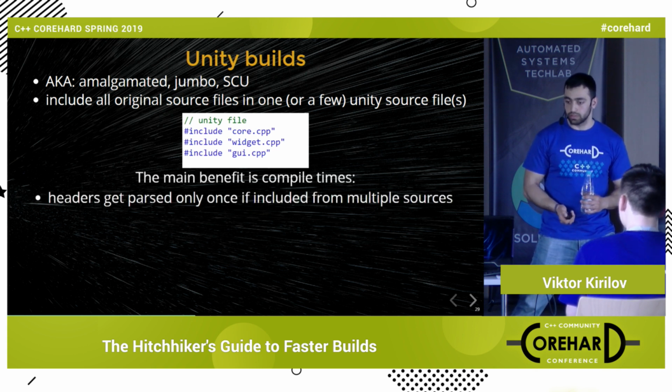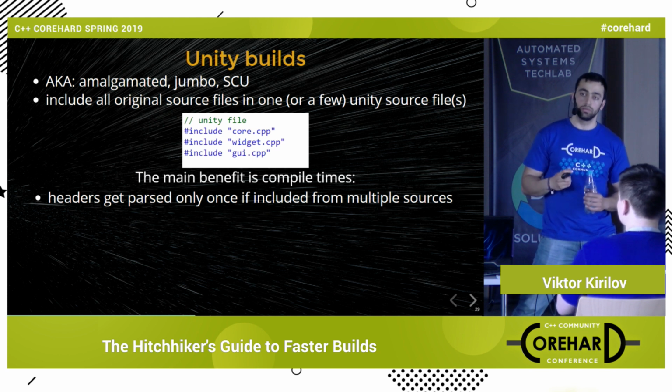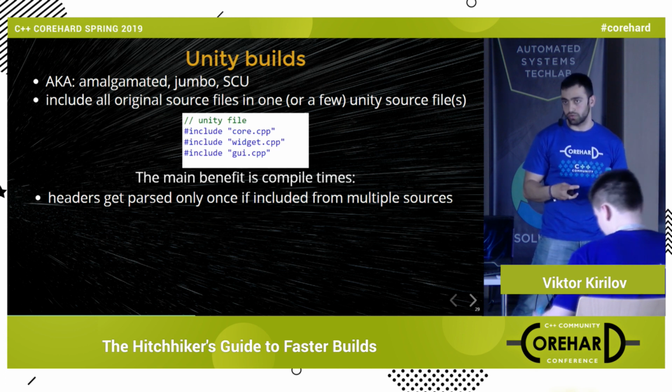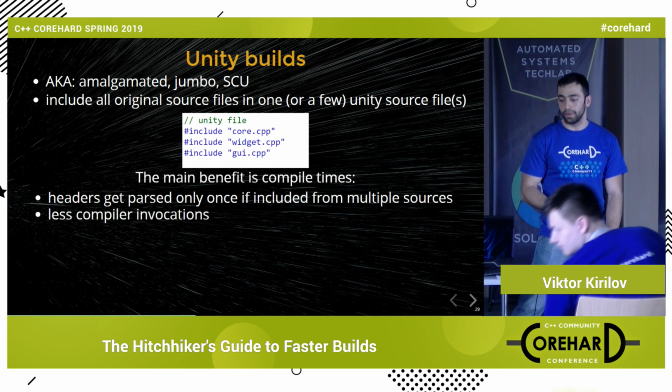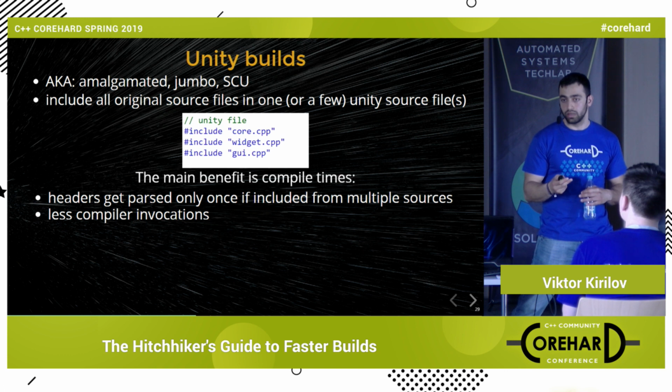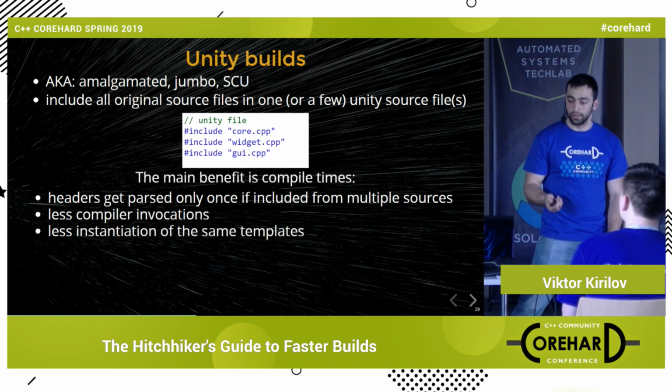And what are the main benefits? Well, if you have a header which is used in at least 2 of the source files, then it gets parsed only once when those original source files end up in a Unity source file. Also, we invoke the compiler a lot fewer times. But imagine if we used boost geometry and we had 10 of these source files, and now we end up including that header only once because all the source files are in a single Unity source file.